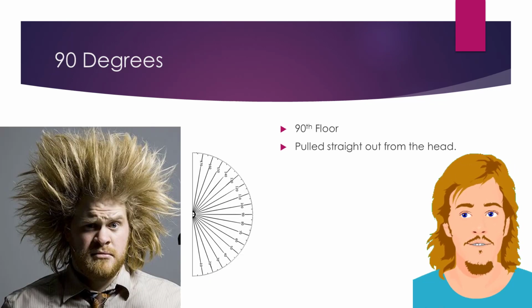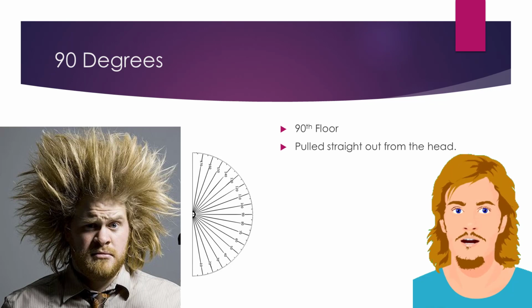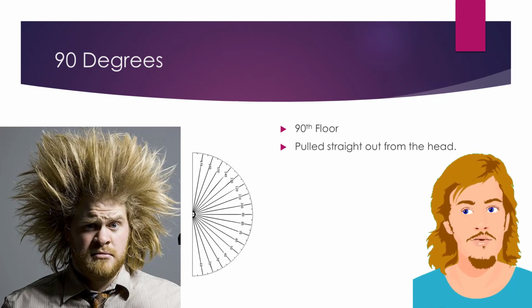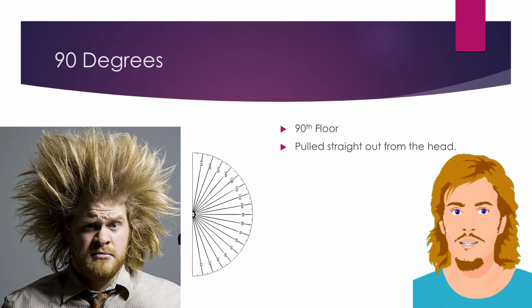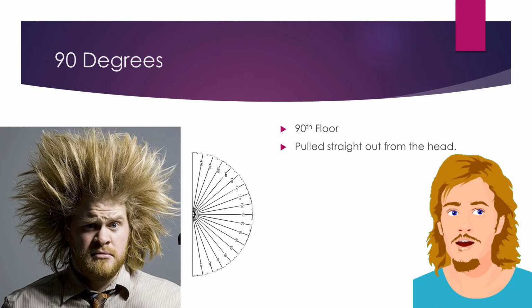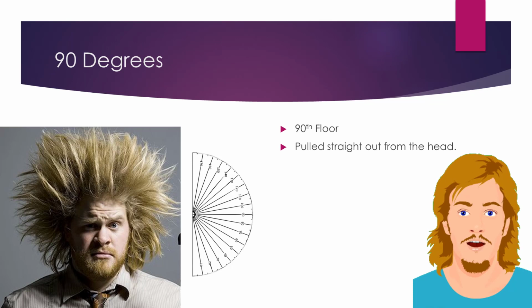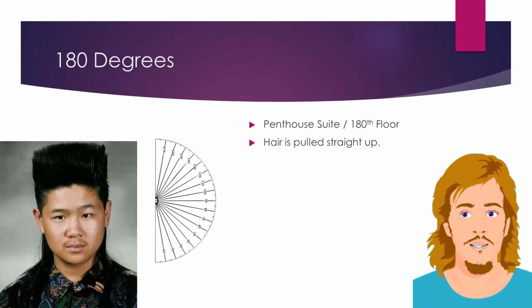A 90-degree elevation looks very much like the crazy man pictured here. No. Not me. The man to my right. A 90-degree elevation is literally elevating the hair straight out from the scalp where it grows. In a 90-degree elevation, the hair should be lifted to become perpendicular to the scalp. We made it to the presidential suite.